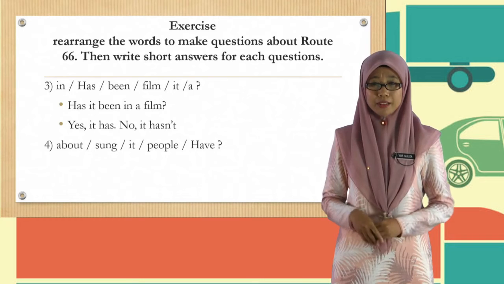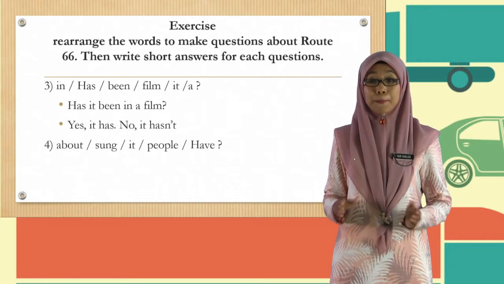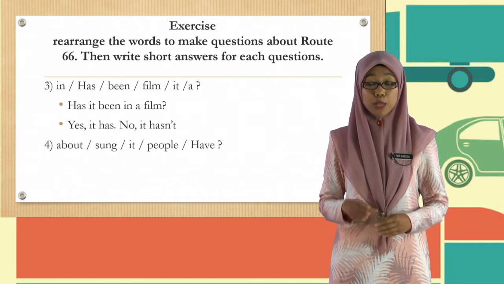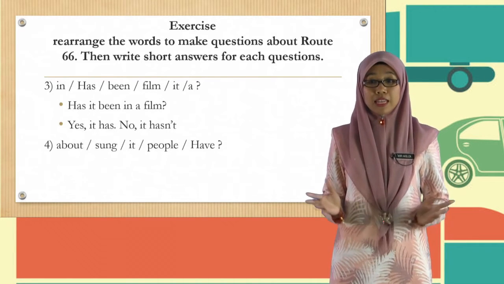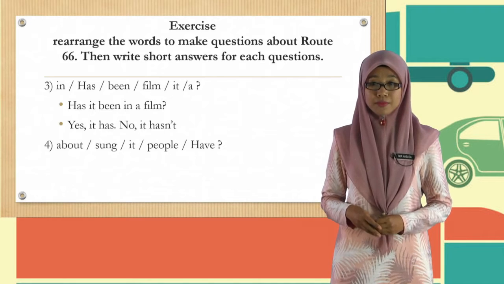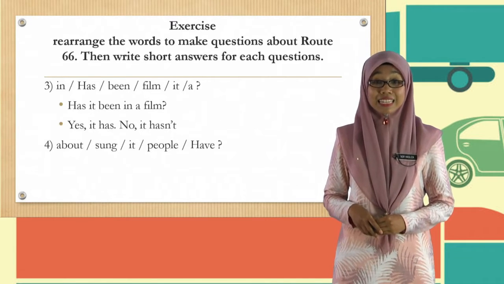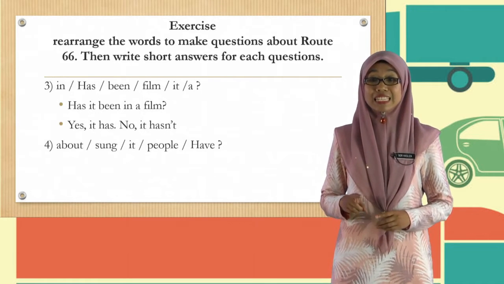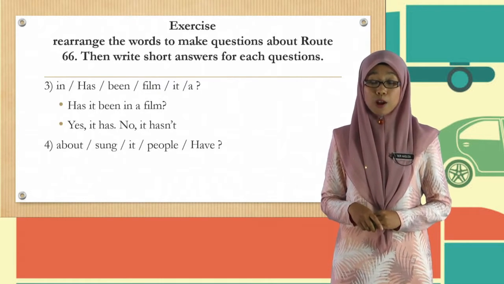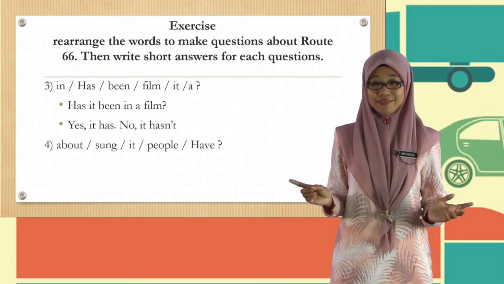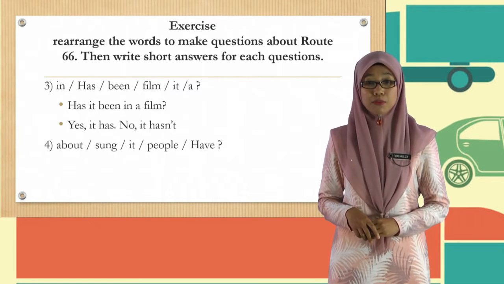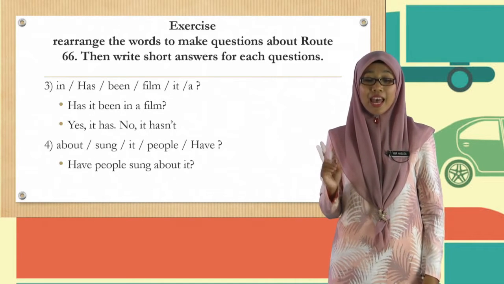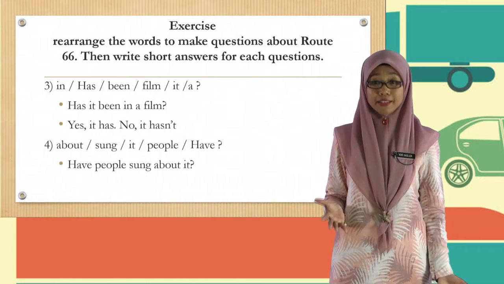What is the subject here? Yes, people is the subject, a plural noun. Next, what is the verb? Yes, sung is the verb. The past participle verb sung comes from the base verb sing. About it is the rest of the question. So, the answer is, have people sung about it?